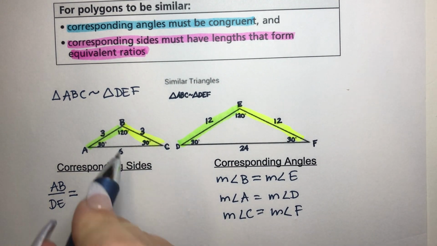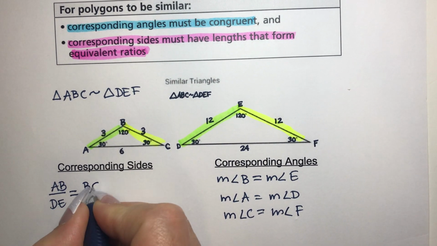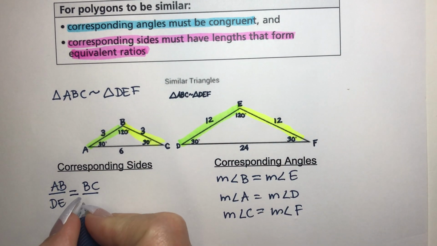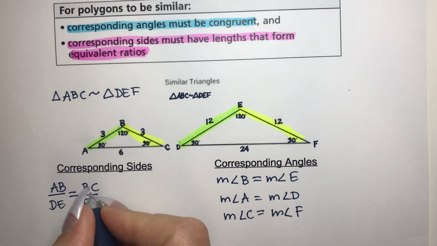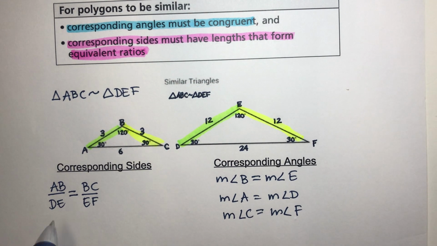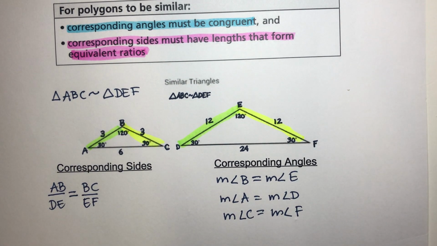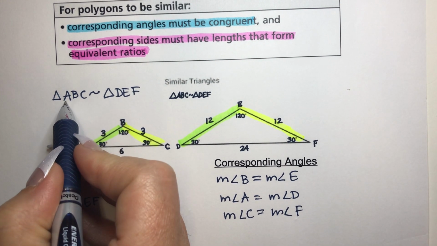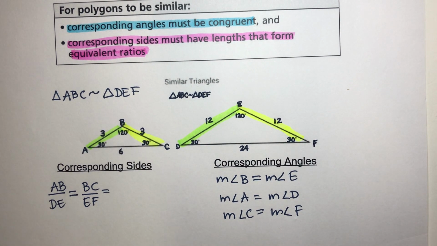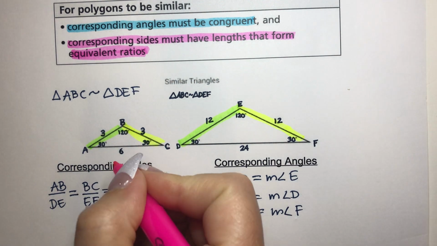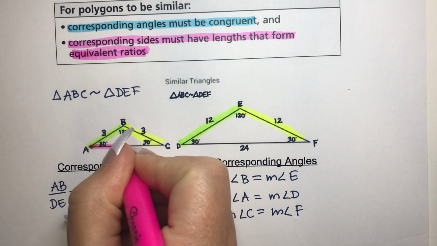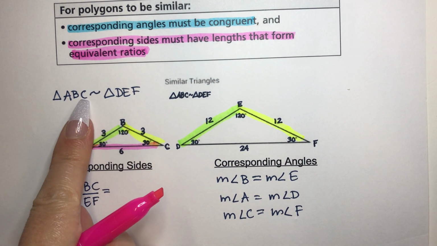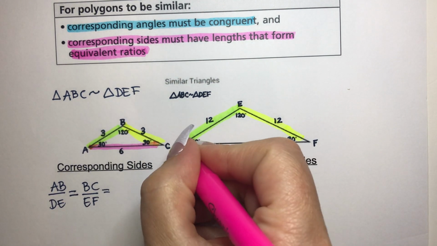Okay, so BC over EF. Those are corresponding sides, and they're equivalent ratios, all right? Equivalent fractions. And then there's the last one, which is the first and the third. So AC, okay, I think I'm gonna use pink. I'm trying to figure out what color to use. So AC is the first and third, and then DF is the first and third here.